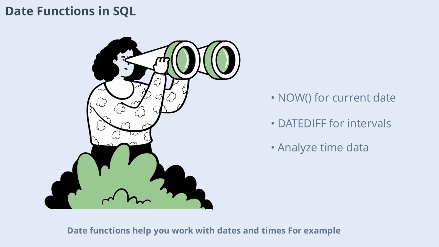Date functions help you work with dates and times. For example, you can use NOW() to get the current date or DATEDIFF(end_date, start_date) to calculate the difference between two dates. These functions are vital for time-based analysis, such as tracking orders or calculating customer ages.